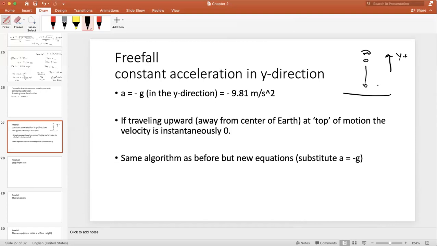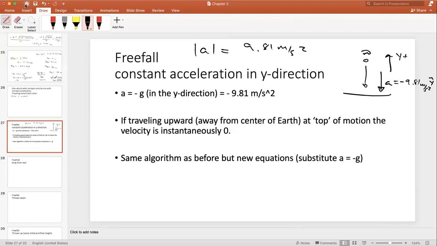And by positive up, we mean positive away from the center of the earth. G is the acceleration. So the magnitude of the acceleration of gravity is 9.81 meters per second squared. But the actual vector of a points downward, and the actual value of a is negative 9.81 meters per second squared in the negative y hat direction, okay? People always get confused on that.